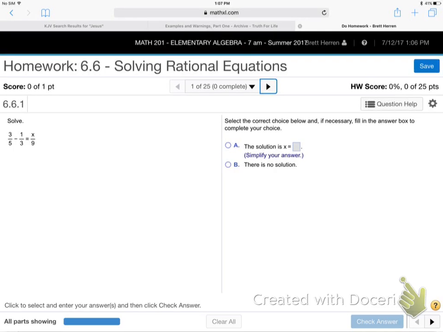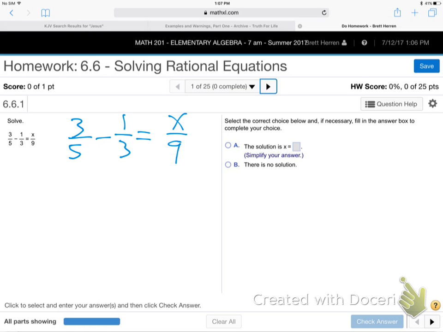All right, 6.6. We are in 6.6. So 3/5 minus 1/3 equals x over 9. Okay. New section, 6.6. So we finished 6.4, 6.5.